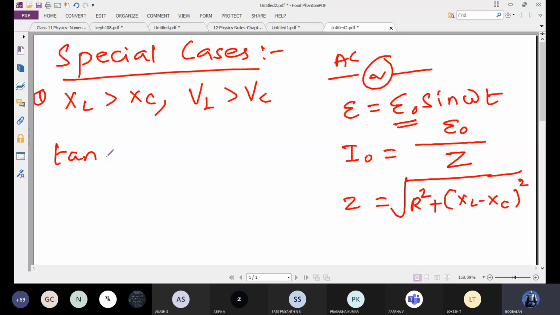In this angle, I will tell you now, listen: tan phi equals (XL minus XC) divided by R. The difference XL minus XC divided by R, that is tan phi. So how to take tan phi, I will tell you.